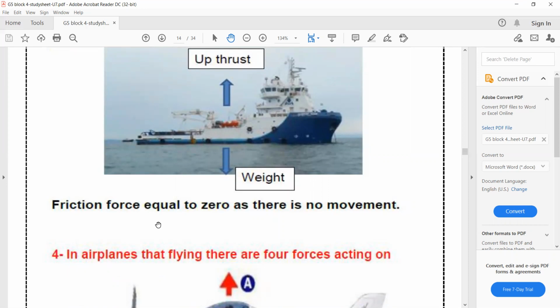Friction force in this case equals zero. There is no friction force because there is no movement. And this is something very important. Friction force generates when the object moves. In this case, there is no movement, so there is no friction force. Friction force generates when the object starts to move.